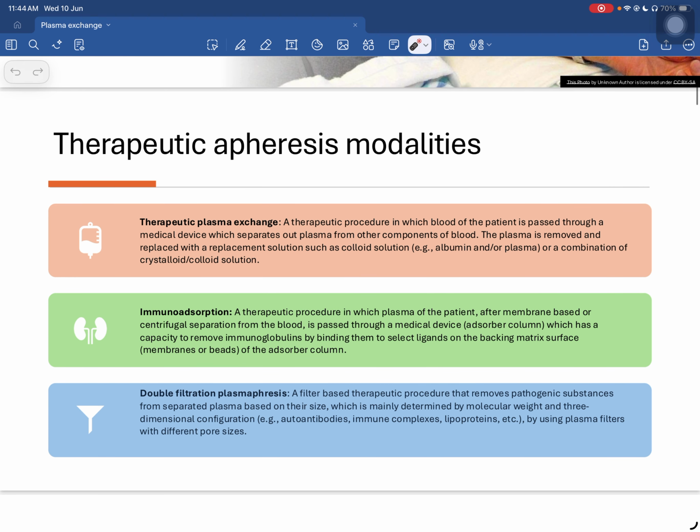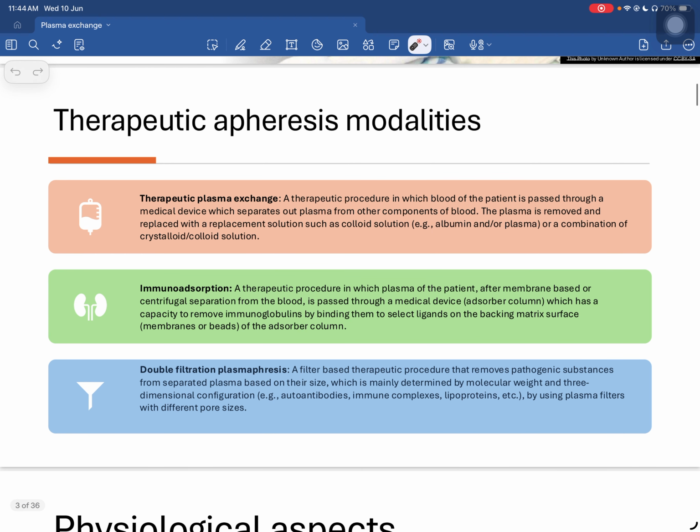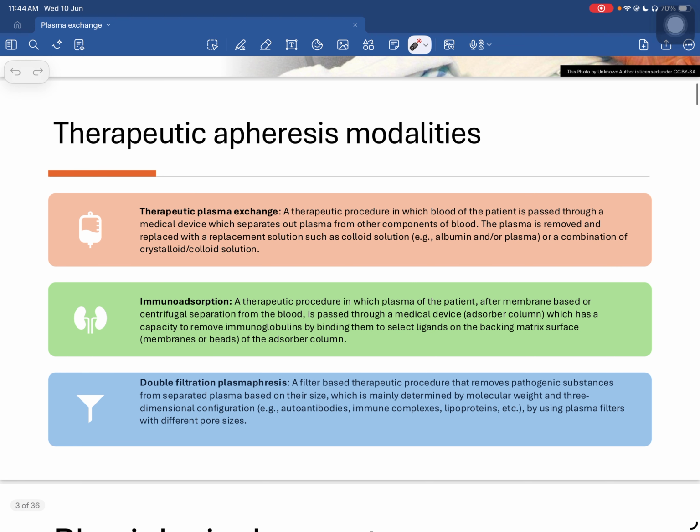So, what are the other modalities in which you can possibly do this? One is plasma exchange, which is what I'm going to be majorly dealing with over here. It is a procedure where you take out the blood of the patient, pass it through a machine, which then separates the plasma from the other components. And then this plasma is replaced with some sort of replacement solution. You either use albumin or plasma or some sort of crystalloid or colloid solution and give it back to the patient. In contrast, there is something called immunoadsorption.